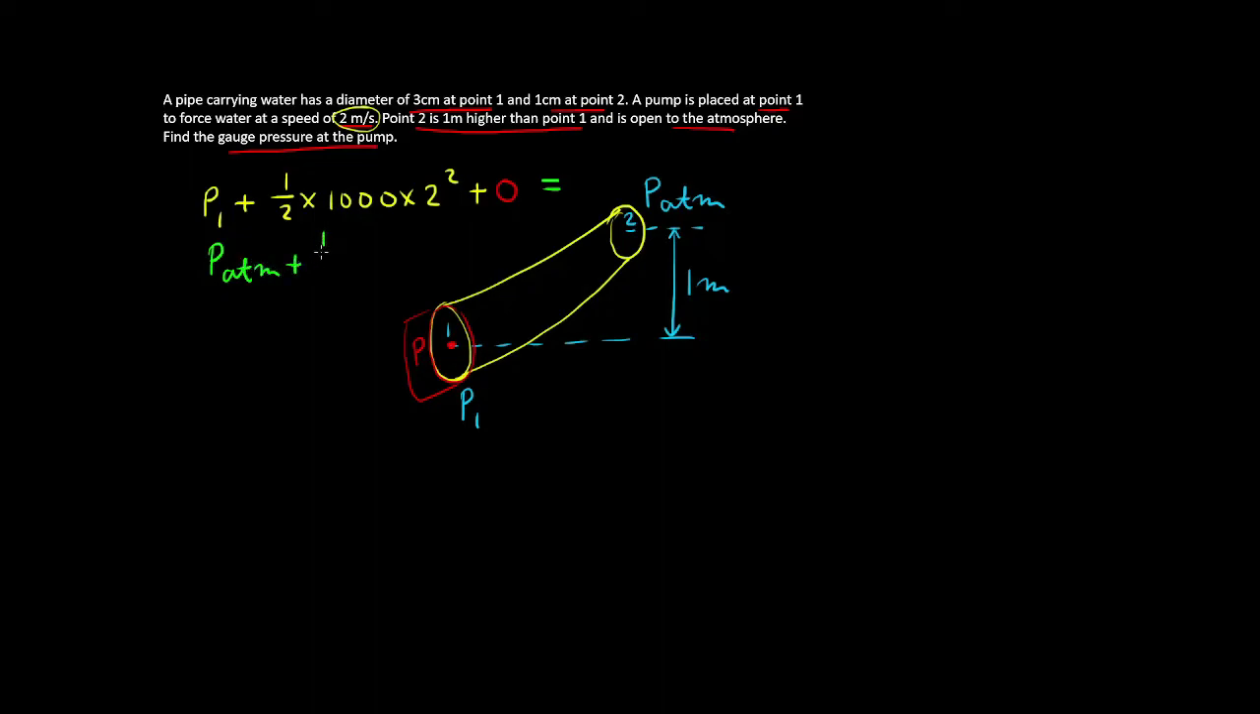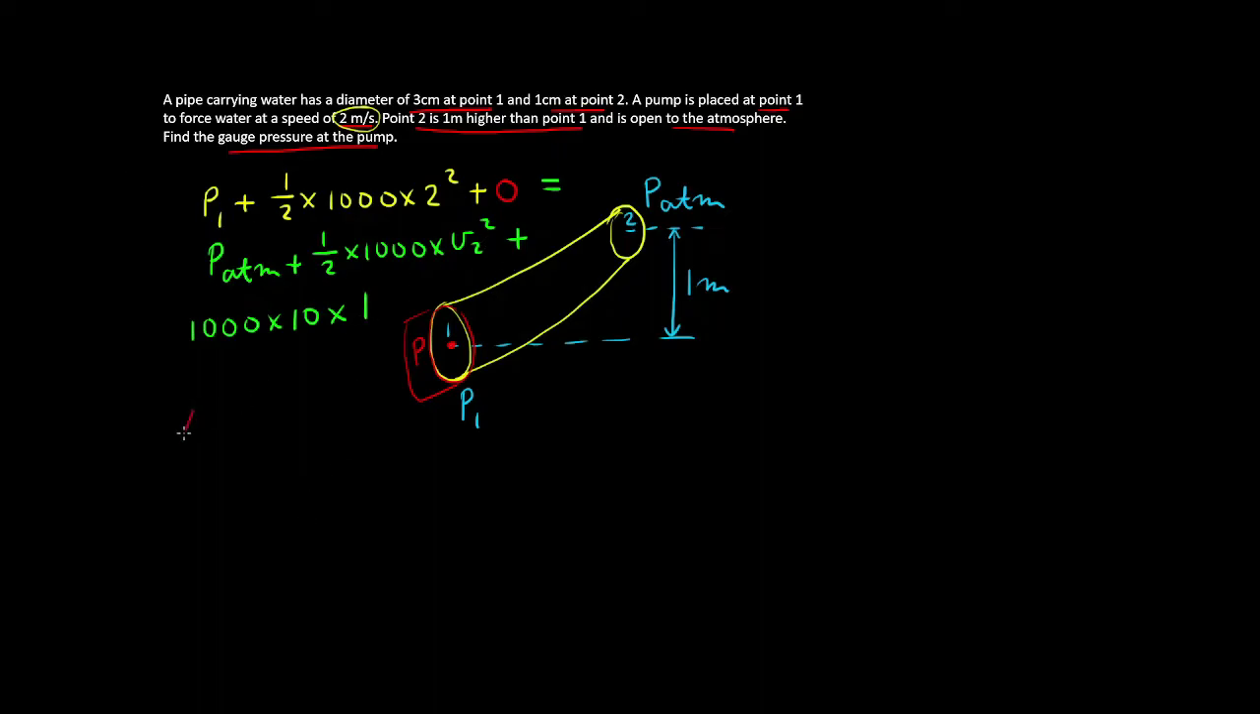plus the kinetic energy at point 2, so 1/2 times the density of water times the speed at 2 squared, which is unknown, and plus the potential energy at point 2. So that would be the density of water multiplied by gravity, which I'm just going to take as 10 meters per second squared, and multiply by the height of 1 meter.